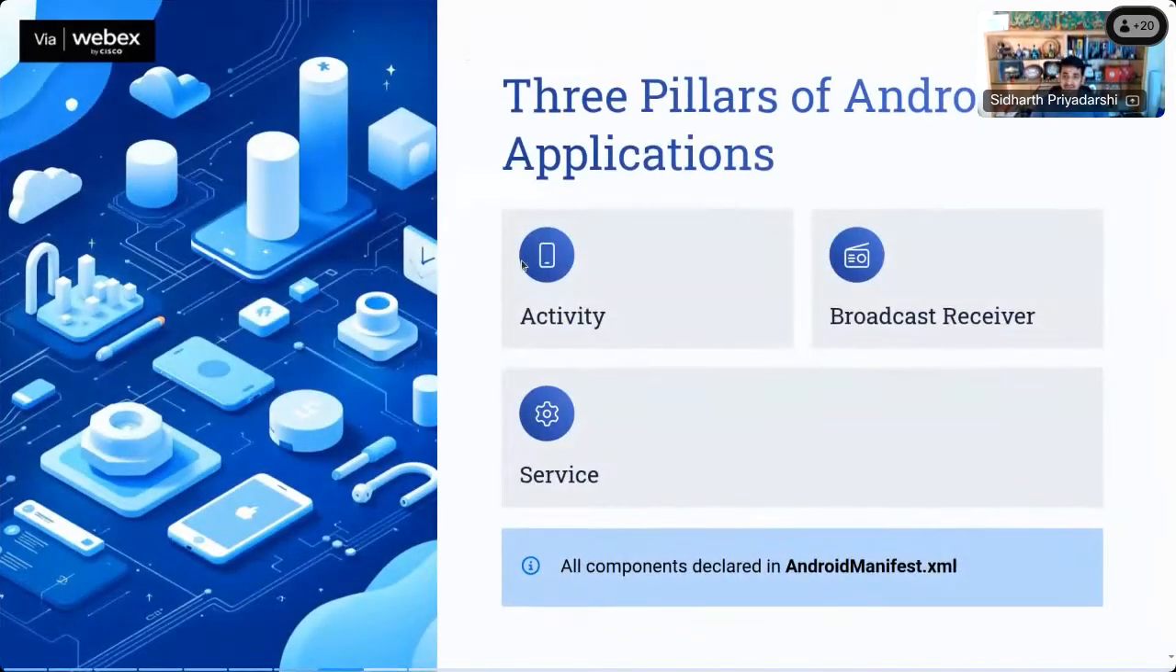Now these are the three pillars of Android applications, which we can also call components: activity, broadcast receiver, and services. What do we mean by component here? You can consider a component as a building block of your entire Android application. As I have already mentioned, if you do any major thing in your Android application, you have to declare it in your Android manifest file. This is like the janam kundli of your entire Android application.